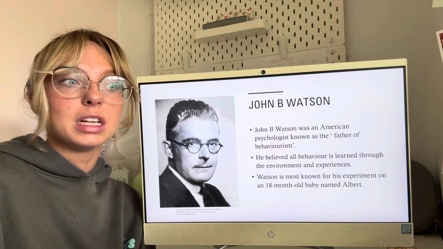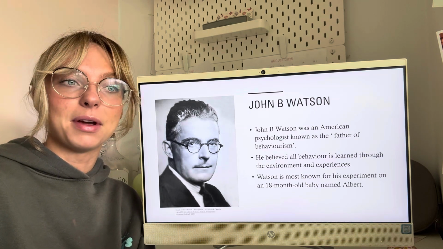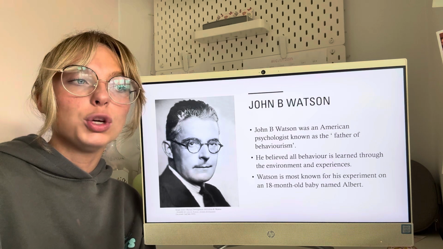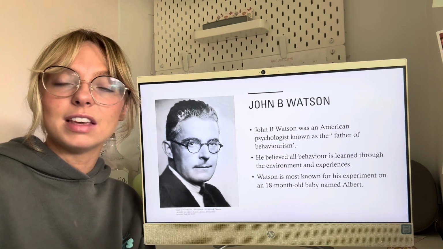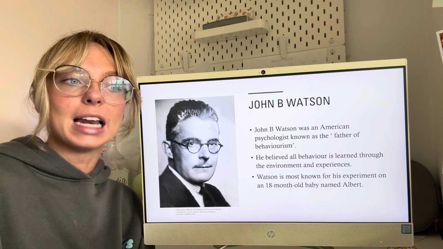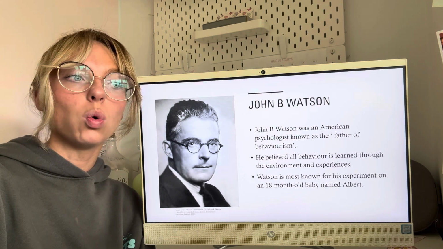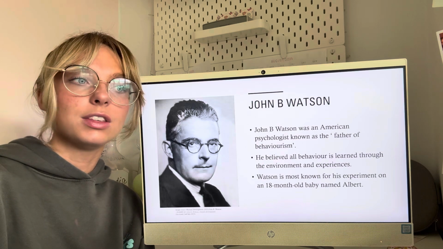John B. Watson was an American psychologist who is best known for the Little Albert experiment. He believed that all human behaviour is learned through experiences in the environment. Watson and his assistant Rayner carried out an experiment on an 18-month-old baby called Albert. When Albert was first shown a white rat, he showed no signs of fear.